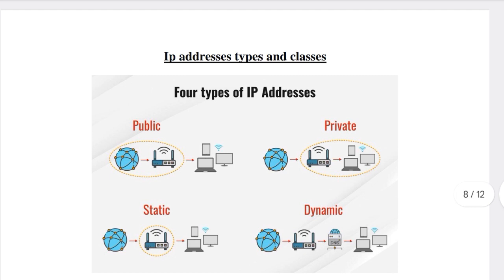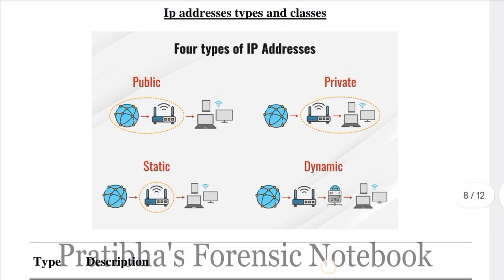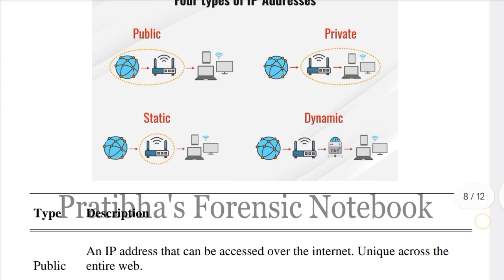Next is IP address types and classes. We have 4 kinds of IP addresses, that is private, public, static and dynamic. Let's study one by one. First one is public. A public IP address means that it can be accessed over the internet and it is different for the entire web. Then private. A private IP address is used within a private network and cannot be accessed on the internet, and is basically used in local area networking.